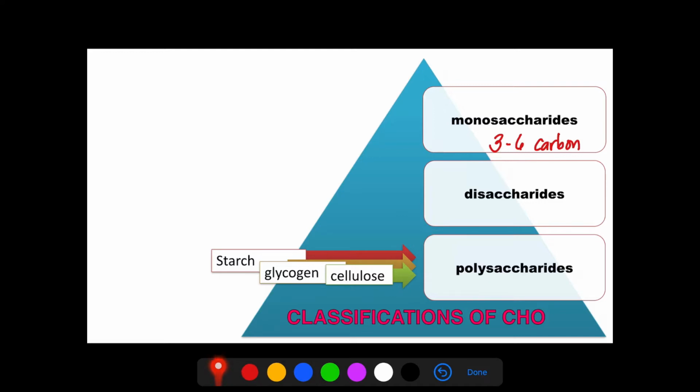I have mentioned earlier that starch is considered the storage form of carbohydrate in plants. Glycogen, on the other hand, is considered an animal starch because it is a storage form of carbohydrates in animals. So those are your polysaccharides. And also, we have another one, cellulose. This cellulose also comes from plants. It is not digested by humans. It just provides bulk in stool for proper intestinal functioning.